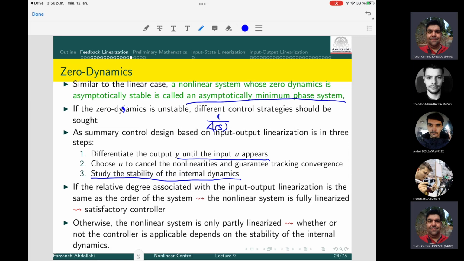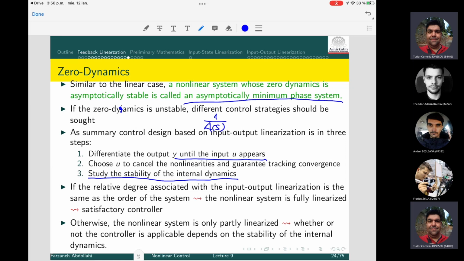Otherwise, the nonlinear system is only partly linearized. Whether or not the control is applicable depends on the stability of the internal dynamics. So that's actually the idea in this sentence: once you have zeros, things get more complicated. That's what it says here. Okay.